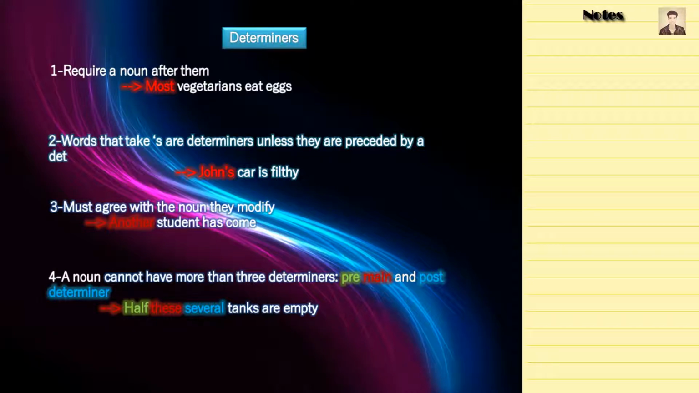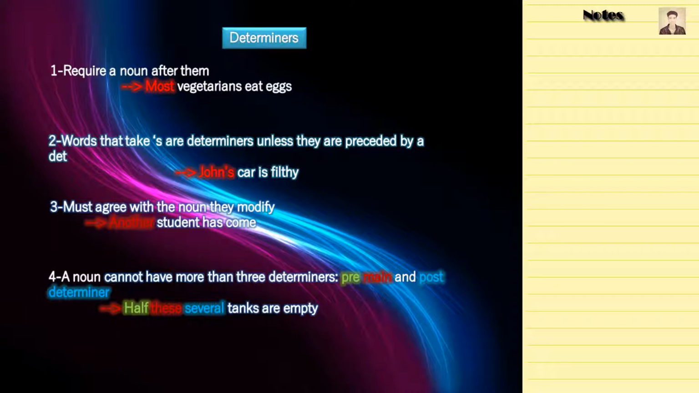Fourth, a noun cannot have more than 3 determiners: predeterminer, main determiner, and post-determiner. And the example says, half these several tanks are empty. So half is a predeterminer, these is the main determiner, and several is the post-determiner.